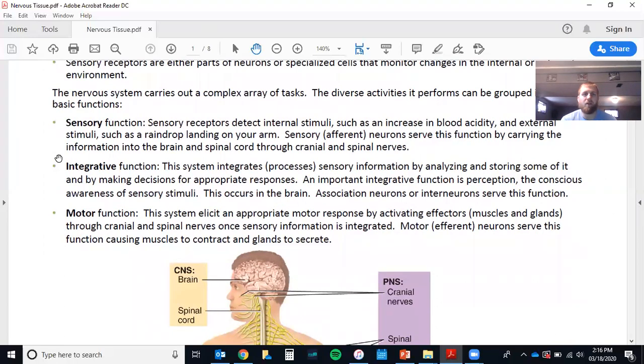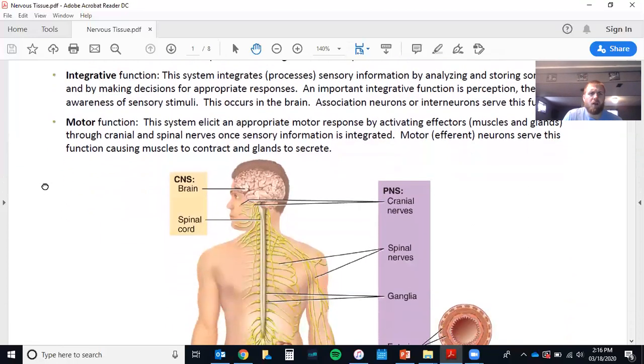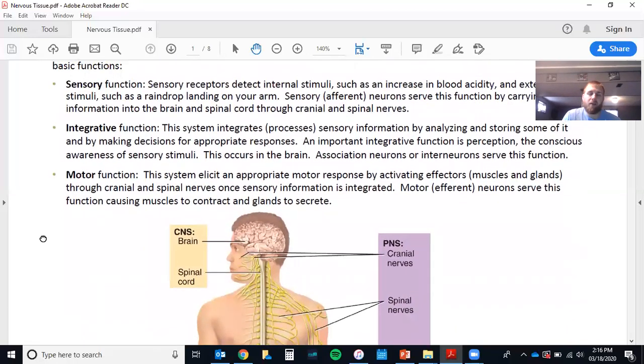You can also call them afferent neurons, and we'll talk about that term more on the next page. The function of those neurons is to carry the information into our brain and spinal cord by way of those cranial and spinal nerves that I was just talking about. The integrative function is the most complex of the 3 functions. This is where we process that sensory information. So, with the raindrop hitting your arm, that signals to the brain, and our brain processes that. We are aware of that.